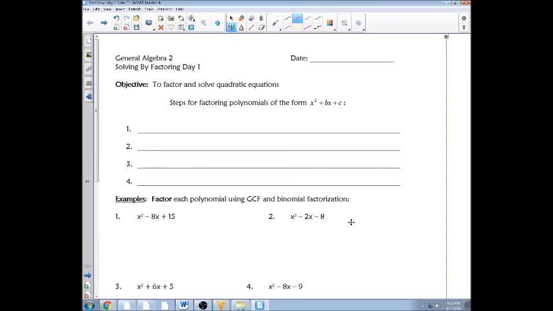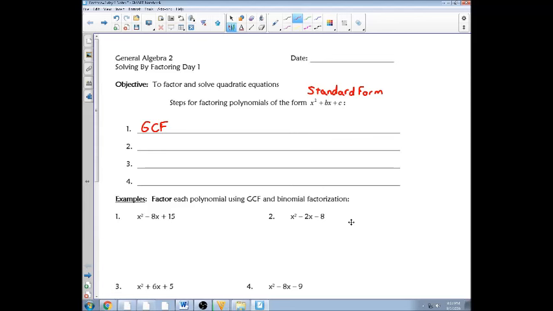Here are your 4 steps for factoring polynomials of the form x squared plus bx plus c, which we know as standard form. Okay? The first step is to find a GCF. Remember that is the greatest common factor. That is the numbers that the 3 parts of our trinomial will share together.